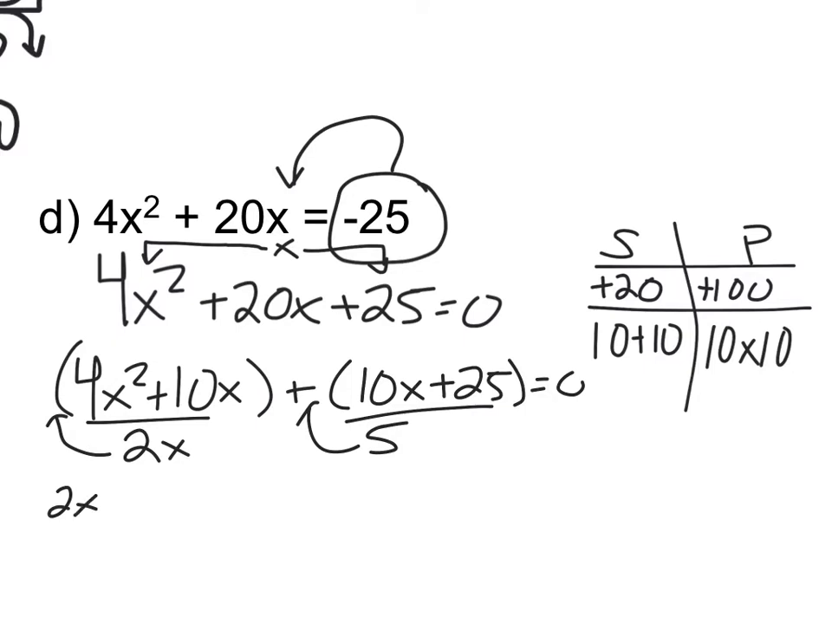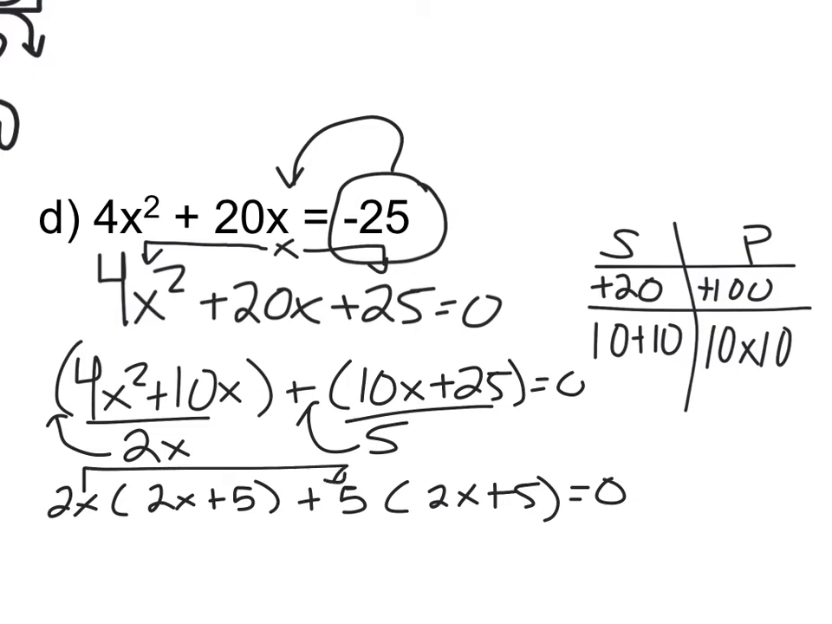So I'll be left with 2x in the front. Then 2x plus 5 plus 5, 2x plus 5. I'll group the greatest common factors together, 2x plus 5. And I'll write one of the binomials, which is also a 2x plus 5.